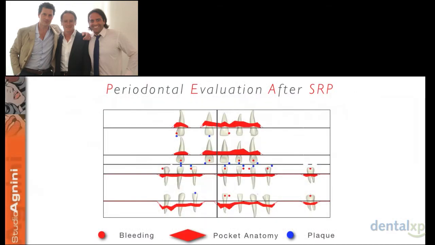So then we do the scaling and root planing, the prophylaxis of the patient. We explain how to have better dental care at home, and we re-evaluate the patient. We see again how many sites are bleeding, and you can see that there are much fewer than at the beginning. We see what the pocket anatomy really is in this case, because we have less inflammation of the tissue, so we can be more precise, and we can evaluate where there is still plaque.